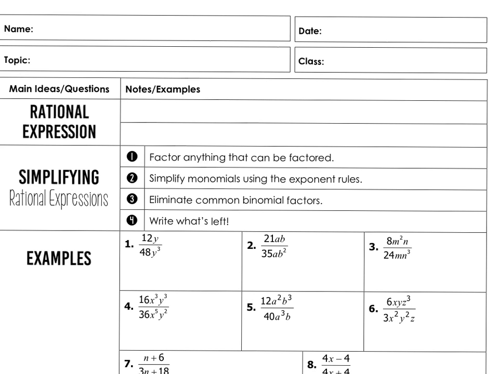Okay, here we go. We are going to start on a new section. It's called Simplifying Rational Expressions. We're going to define it first. The definition of a rational expression is the ratio of two polynomials.